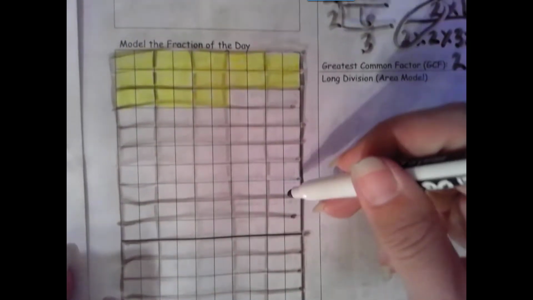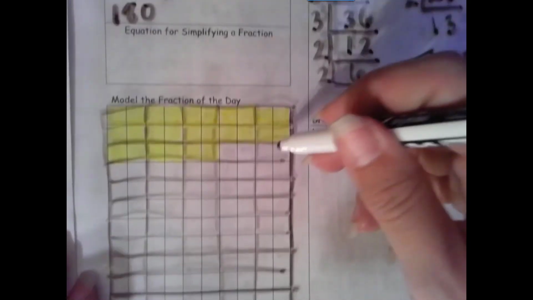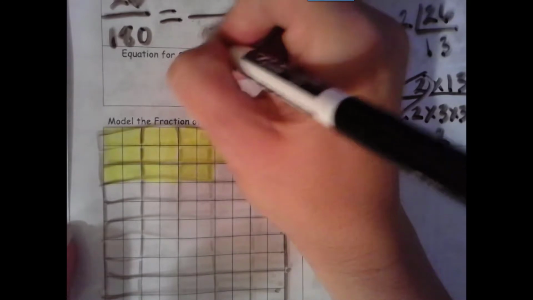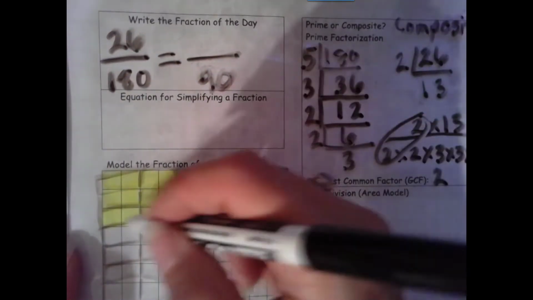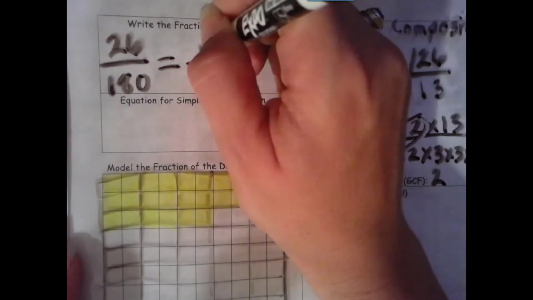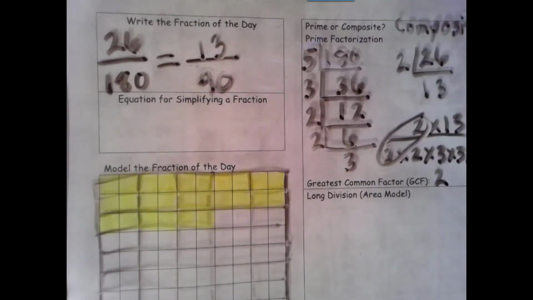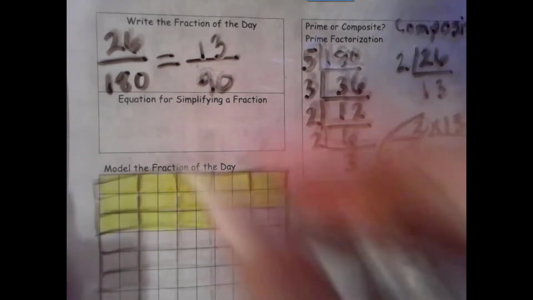Alright, so I have 5 groups of 2 in each row. To find my total amount of groups of 2, I can count by 5. 5, 10, 15, 20, 25, 30, 35, 40, 45, 50, 55, 60, 65, 70, 75, 80, 85, 90. I have a total of 90 groups of 2. And then I have 5, 10, 11, 12, 13 groups that are shaded in. Okay, now let's go ahead and do our division.